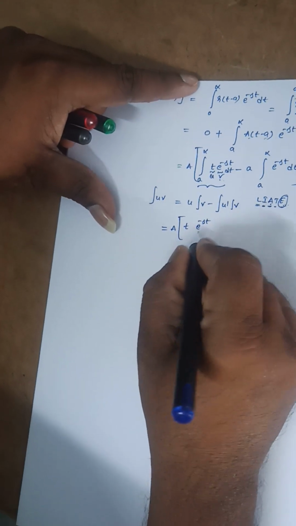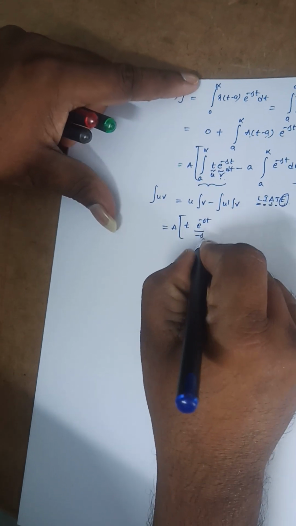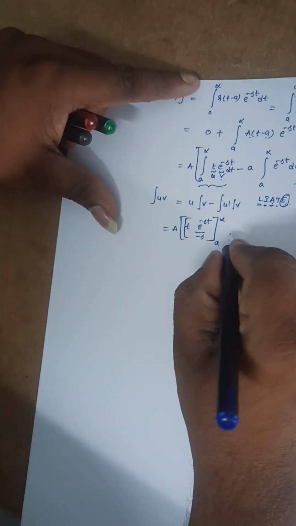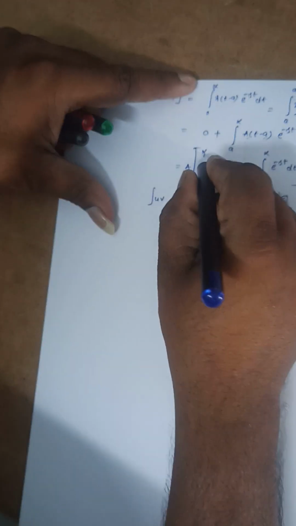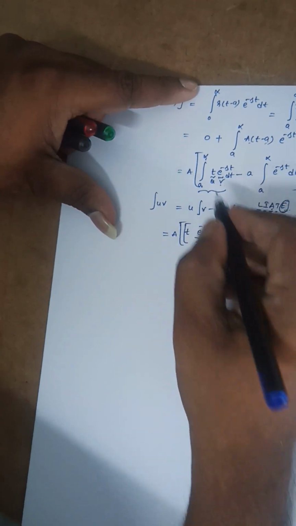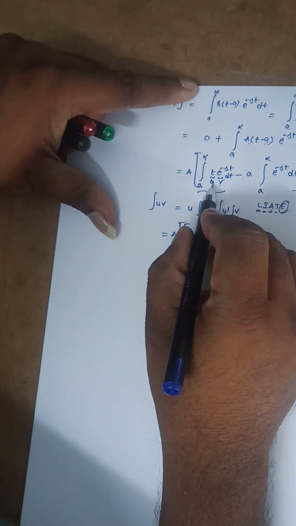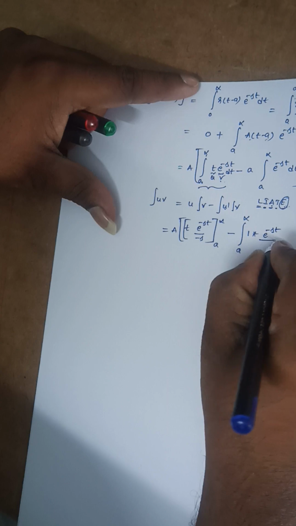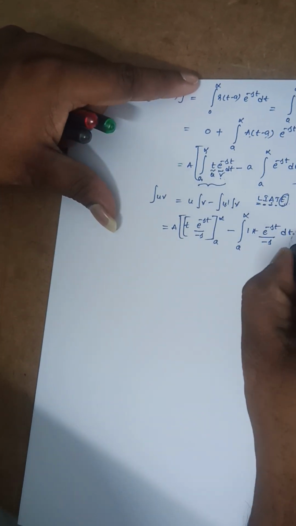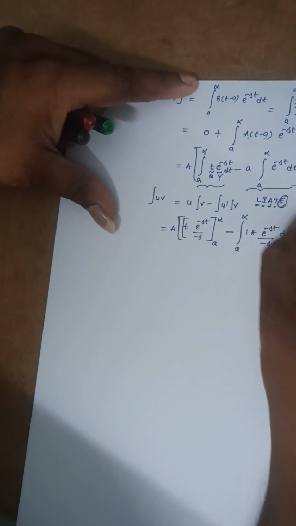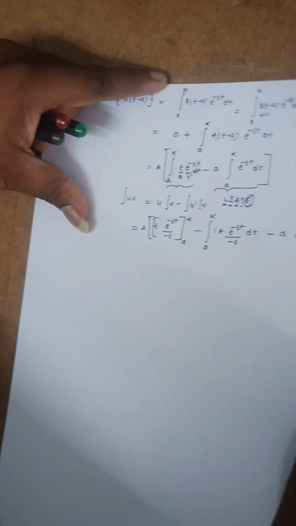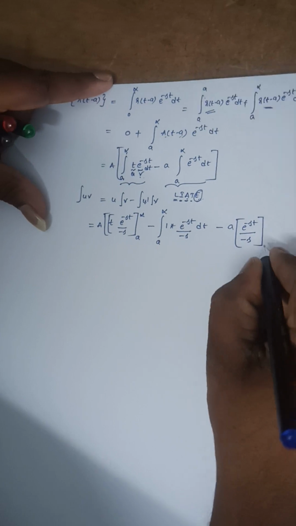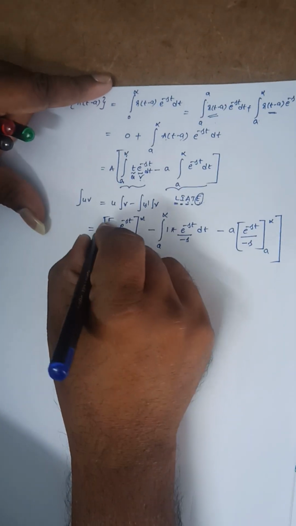If I integrate e power minus st with respect to t, it will be e power minus st by minus s, and substitute the limits from a to infinity, minus integral. What is this integration value? The u dash value: if I differentiate t, that will be 1. Integral v, if I integrate this one, it will become e power minus st by minus s dt. This integration is minus a into e power minus st divided by minus s, and the limits for this one are a to infinity. For this total one, it is a.